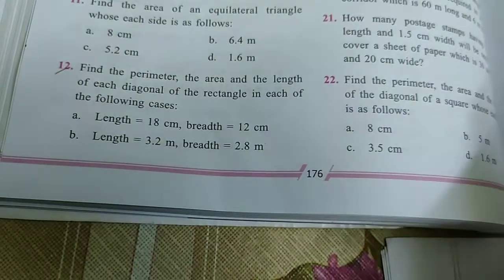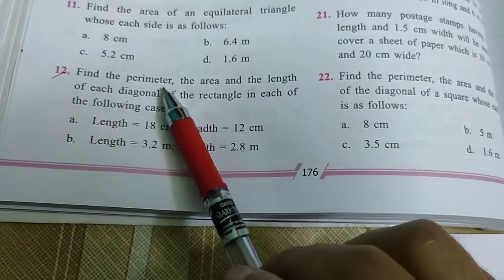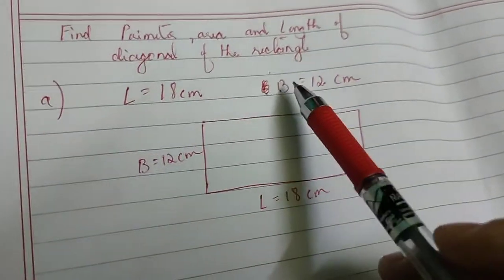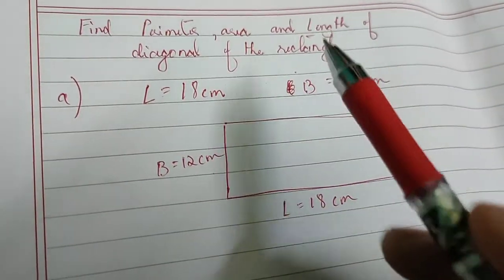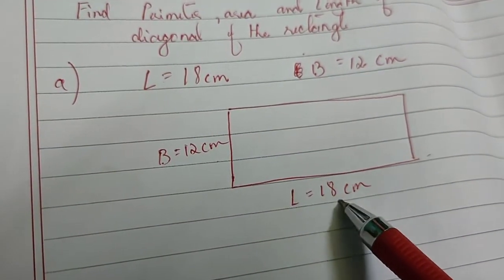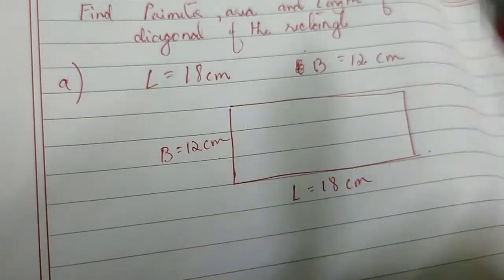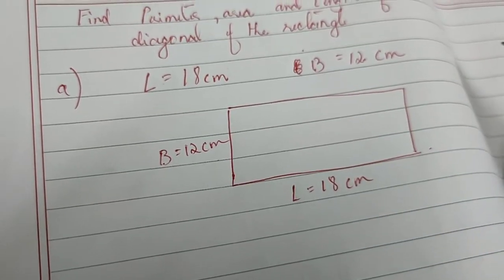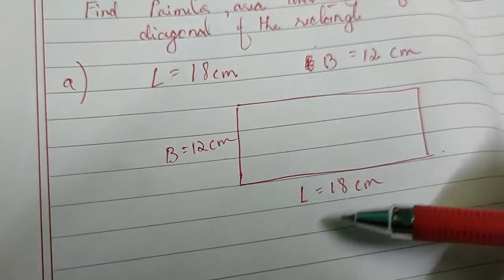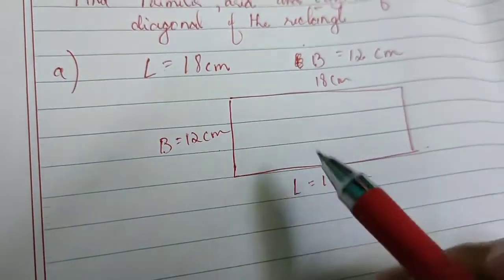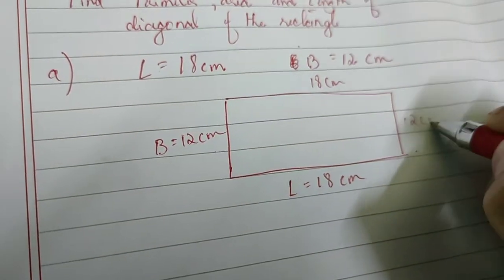Okay, now we will solve question number 12. Find the perimeter, area and length of diagonal of the rectangle given length and breadth. Okay, see, your length is 18 centimeter and breadth is 12 centimeter. You can draw the diagram. The longer sides will be, which one is greater? 18. So I made this 18 and this 12. Breadth is shorter: 12 centimeter is shorter than 18 centimeter. Now see, this length and this length are the same, parallel to each other. So this side is also 18 centimeter and this side is 12 centimeter.